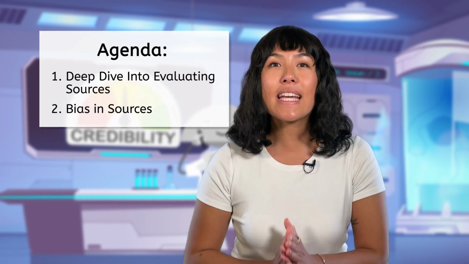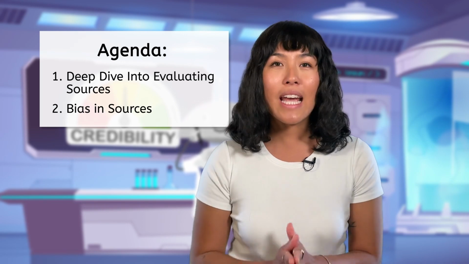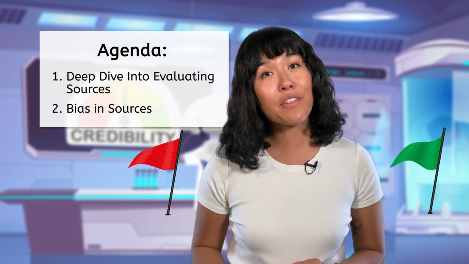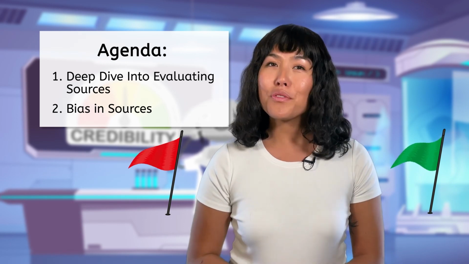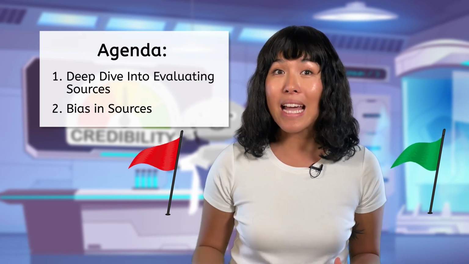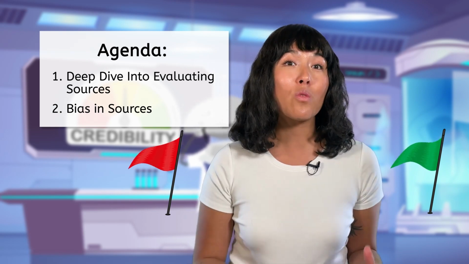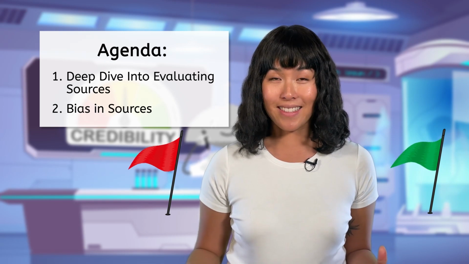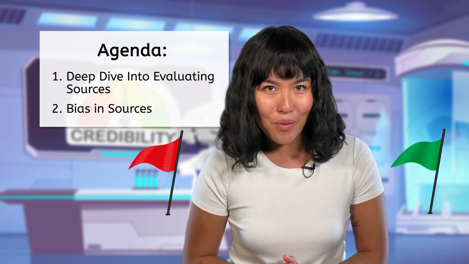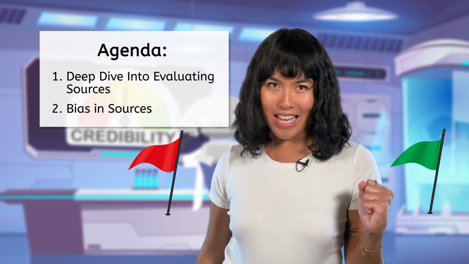Today, we'll be taking a deep dive into evaluating sources. We'll take those red flags and green flags from our last lesson and expand on them. We'll also spend some time discussing bias in sources, how to identify it, how to prove a source is biased, and what it means for your research projects. Now that that's out of the way, let's see the Trustometer in action.